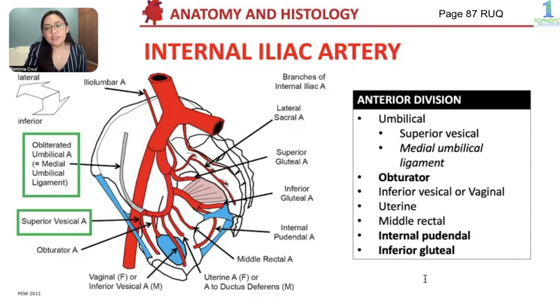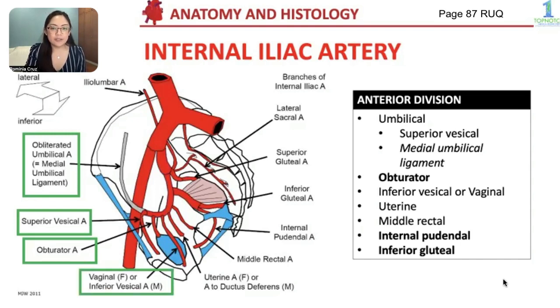The obturator artery, next artery natin sa internal iliac, is a parietal branch supplying the medial compartment of the thigh or your adductor thigh muscles. And then you have your vaginal artery in females, which would correspond to the inferior vesical artery in males. Your uterine artery or the artery to the ductus deferens in males. We'll discuss the uterine artery further later. Then your medial rectal artery, which would supply your rectum and the anal canal.